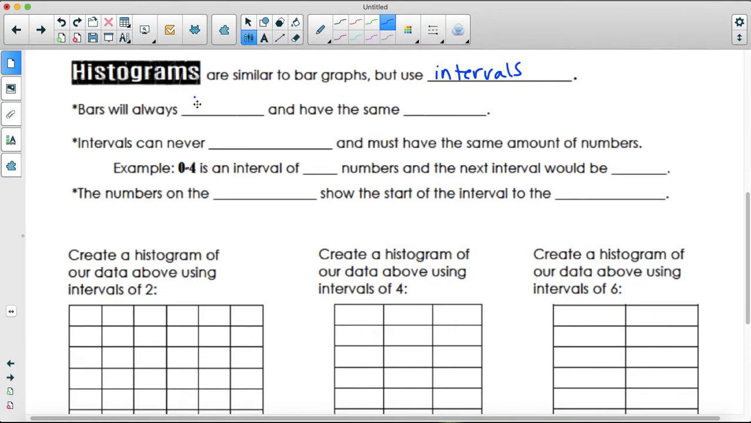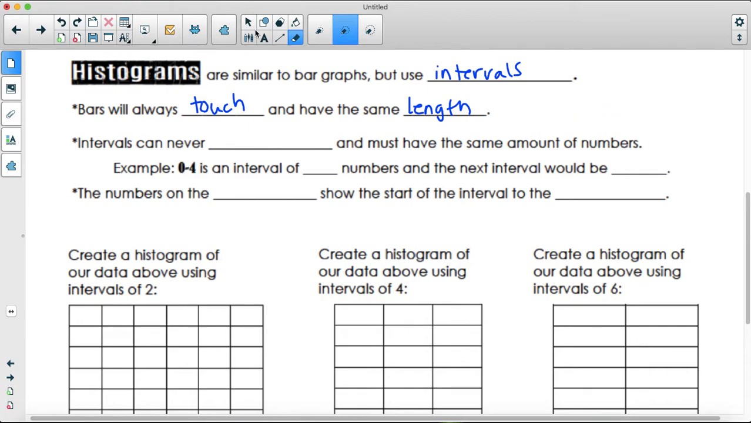Bars will always touch each other, so there won't be any space between them, and have the same length from side to side. So we can't have one that's really big and then a smaller value or a smaller bar. So we also won't have a space in between them. Our bars have to actually touch each other.